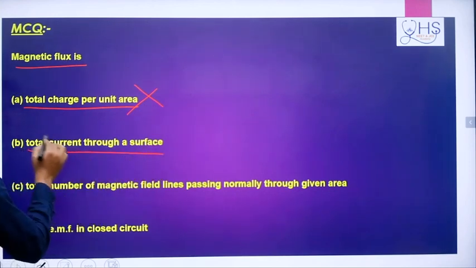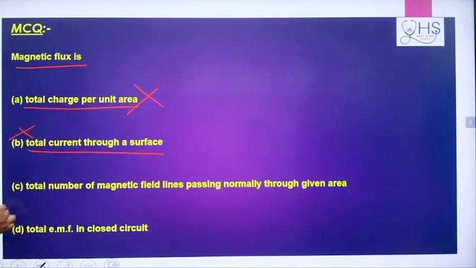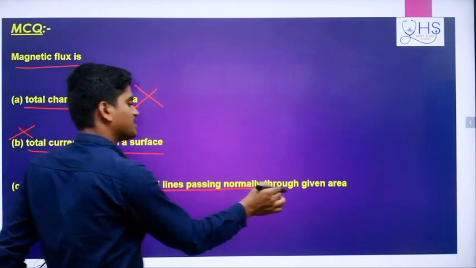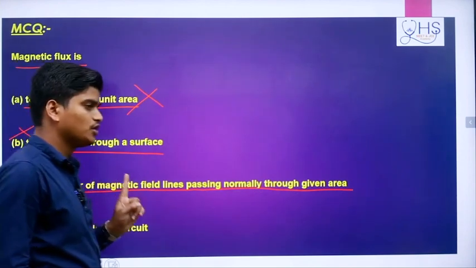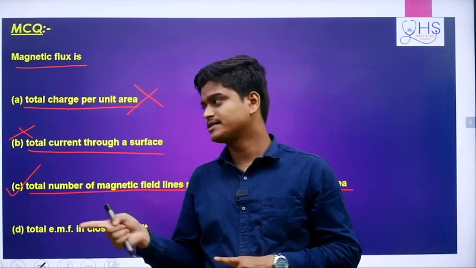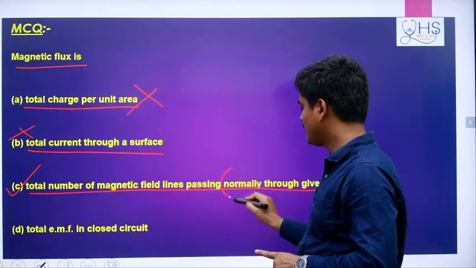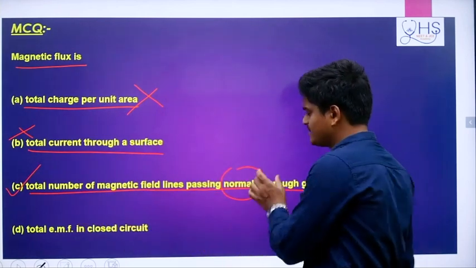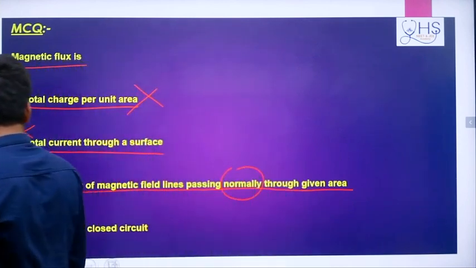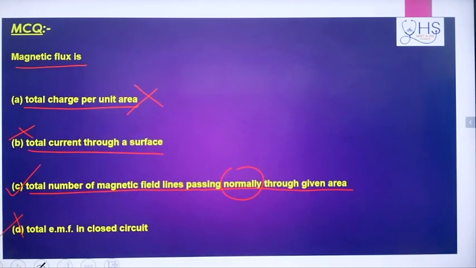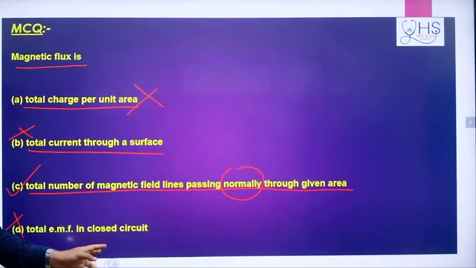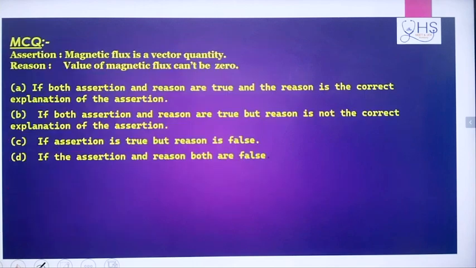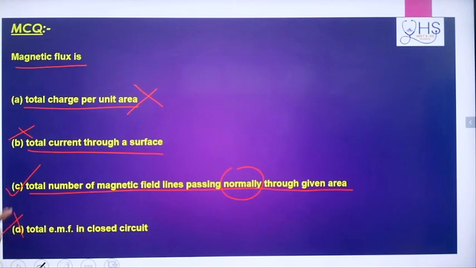Total current through a surface, this is also not correct. Total number of magnetic field lines passing normally through a given area. So this one we already discussed. Magnetic flux is basically the number of magnetic field lines passing perpendicularly, or this perpendicular word can also be written as normally. Okay, so this is the answer. D cannot be the answer as it is an MCQ question. Total EMF in a closed circuit, it is not correct. Okay. Now come here, next question. So here the answer is C, correct.